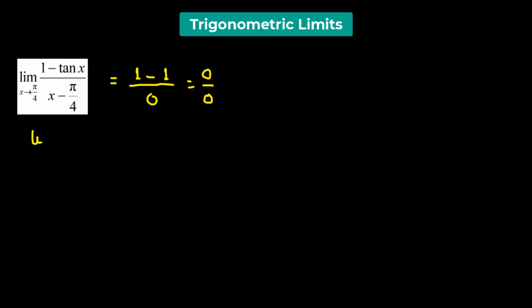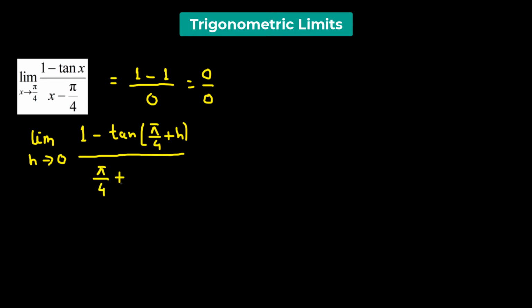What we're going to do is change the limit from x to h. So we have limit h approaching 0, 1 minus tangent of, now that means we'll also need to change x. So x will now become π/4 plus h, divided by π/4 plus h minus π/4. So the π/4 and π/4 get cancelled.